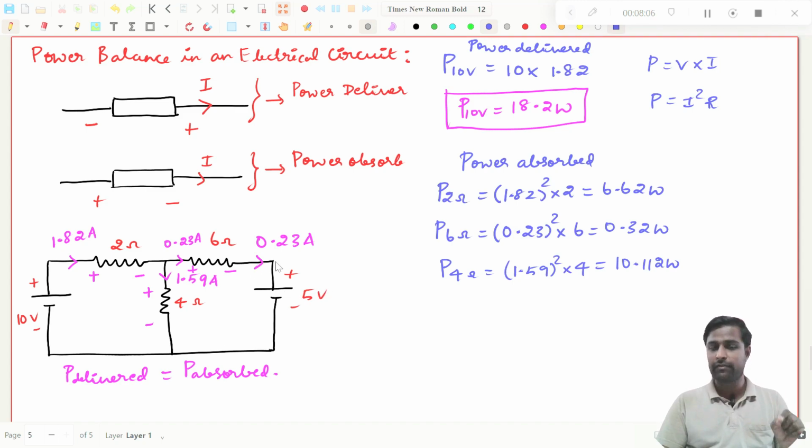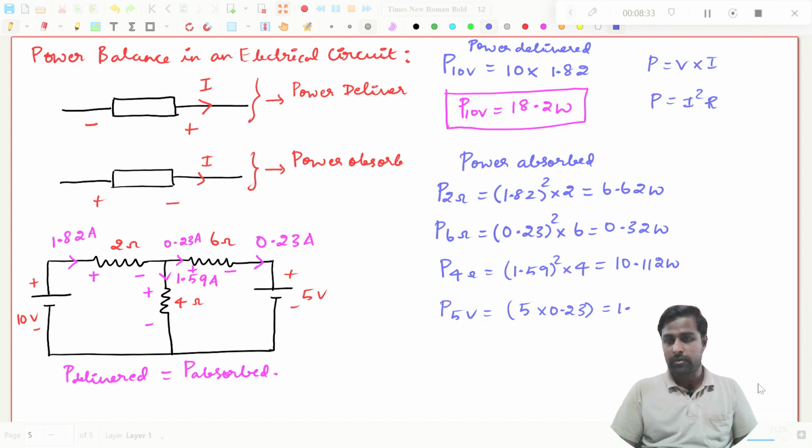So next, this is also power absorbed, right? Since my current is flowing from plus to minus, this voltage source is also a power absorbing element, right? So P by 5 volt source. So here you see, I have voltage and current, right? So I use this formula, V into I. So if I do so, what is V? V is 5, and what is I? 0.23. And if I simplify this, I will get 1.1. Anyhow, I have to move this.